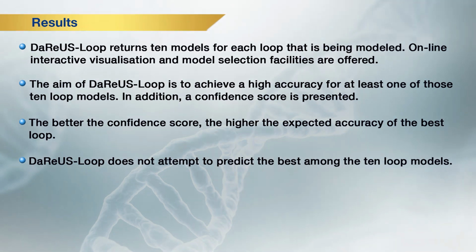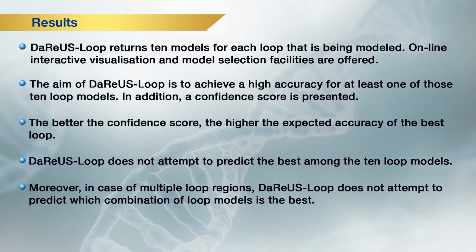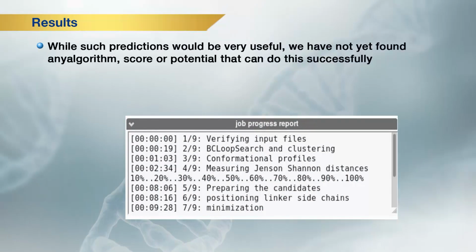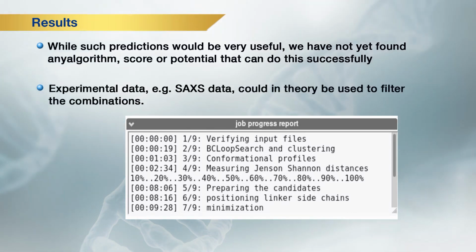Darius loop does not attempt to predict the best among the 10 loop models. Moreover, in case of multiple loop regions, this server does not attempt to predict which combination of loop models is the best. While such predictions would be very useful, we have not yet found any algorithm, score or potential that can do this successfully. For example, experimental data such as SAXS data could, in theory, be used to filter the combinations.